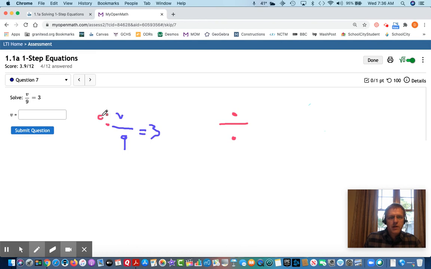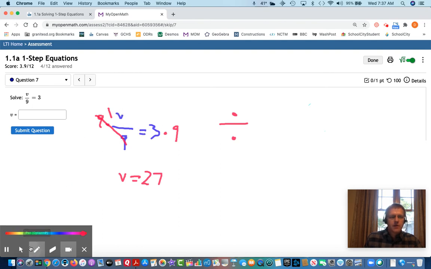Well, you multiply. So I'm going to choose to multiply by 9 on both sides. How many 9s go into 9? 1. And so we have 1v, which is just v, is equal to 9 times 3, which is 27, because 27 divided by 9 is 3. There we go. Let's type it in there and show you that it works. Bam.